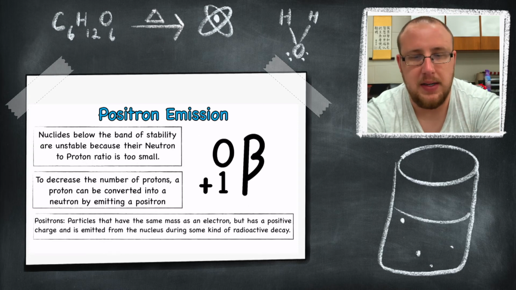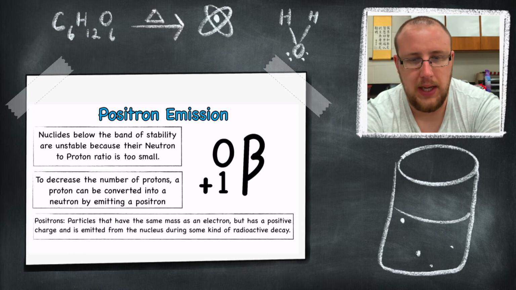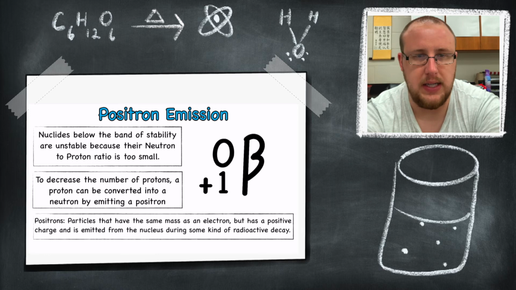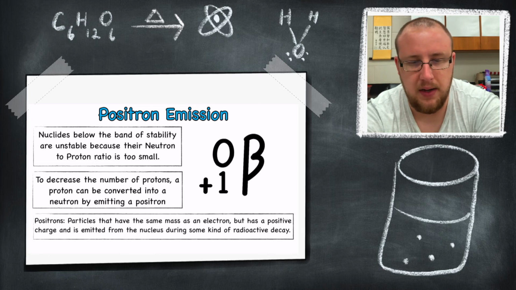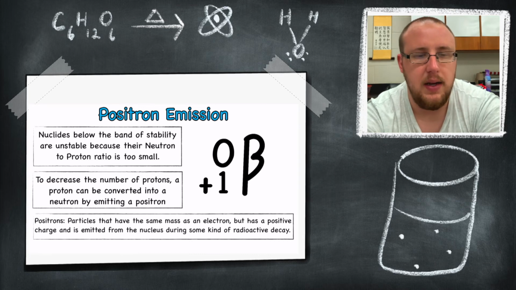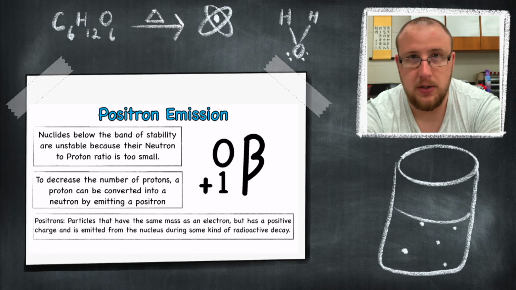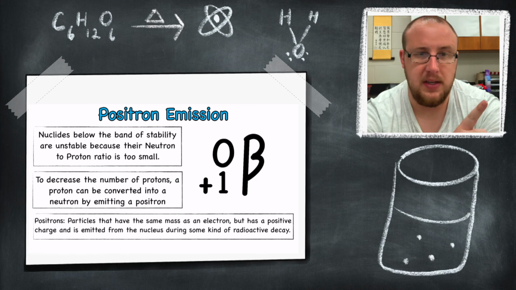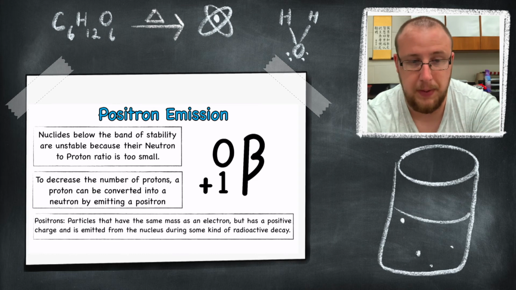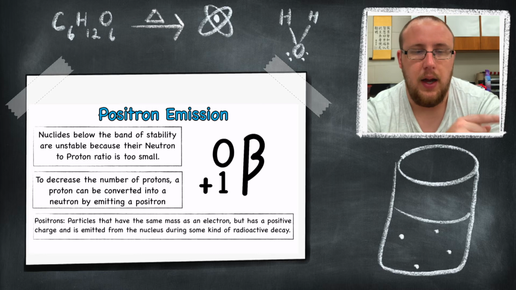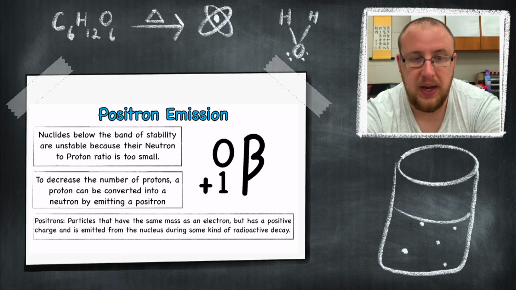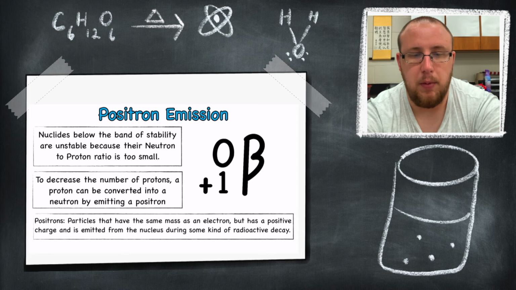Let's talk about positron emission. Okay, so notice first of all with the sign here, it looks a lot like a beta decay sign, except instead of a -1, we have a +1 at the bottom. Okay, so hang on to that. Nuclides below the band of stability, so beta decay was above the band of stability, positron is below the band of stability. Nuclides below the band of stability are unstable because their neutron to proton ratio is too small, so they need to increase that ratio.